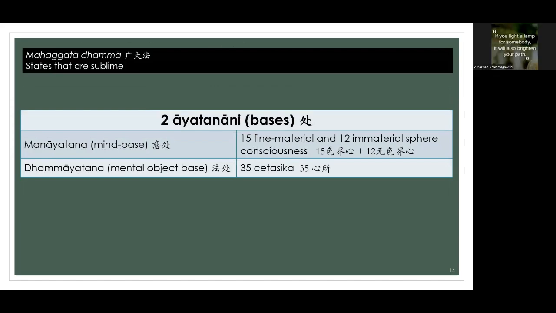We get only 2 āyatana. Now, as you would recall, the first 10 āyatana, starting from chakku āyatana until pottabba āyatana, these all contain the 12 gross matter. So, because matter is not classified under Mahaggatā Dhamma, we don't get any of those bases. So, here what we get are manayatana, where we get the 15 rupavachara and 12 arupavachara chitta, and dhammayatana, where we get the 35 cetasika.